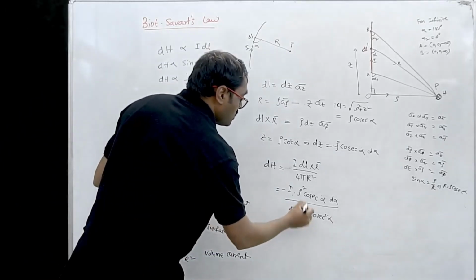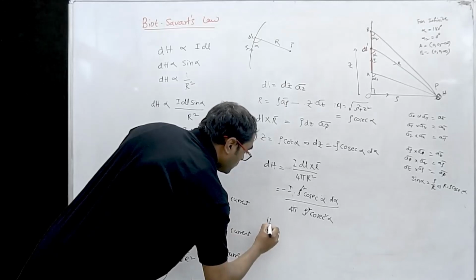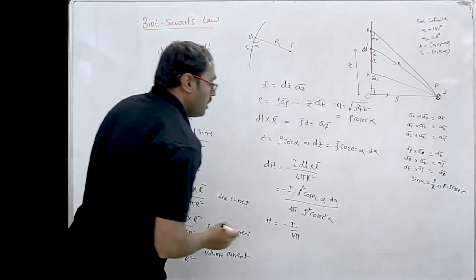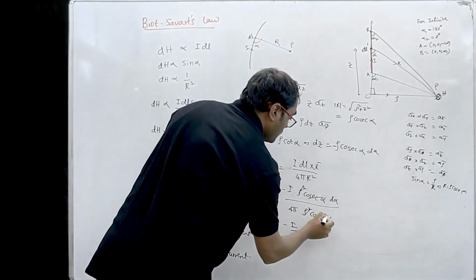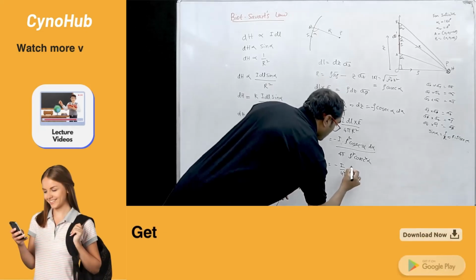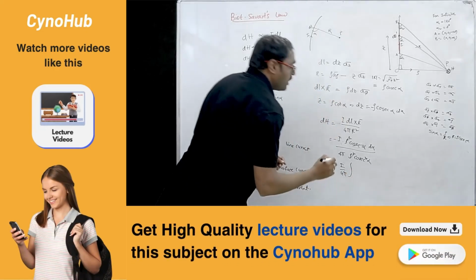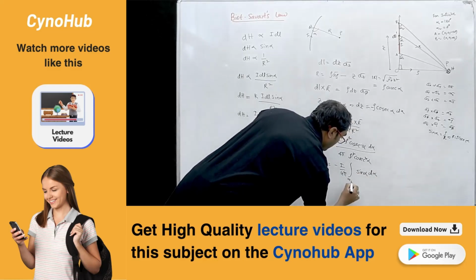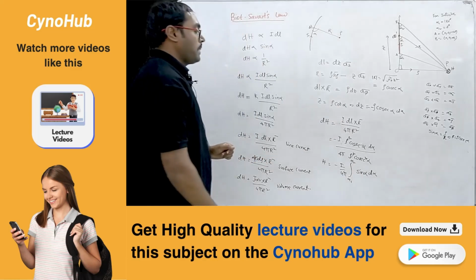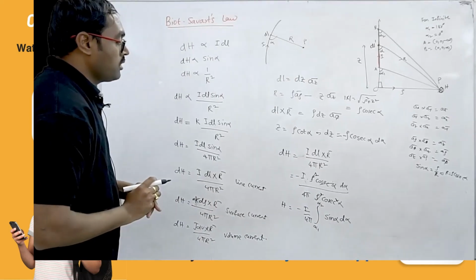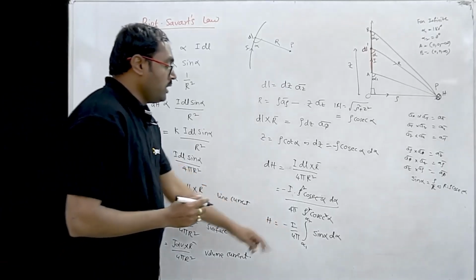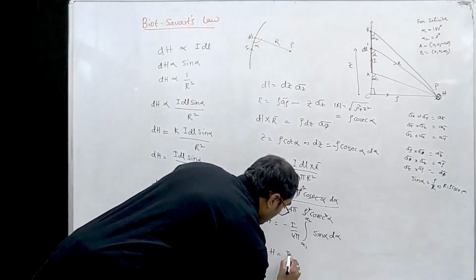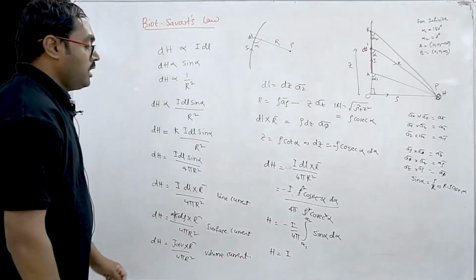Here this term should cancel, and h is equal to minus I by 4 pi. Here the cosecant alpha is there, this should also be cancelled. We will get 1 by cosecant alpha, which is sin alpha d alpha, integrated from alpha 1 to alpha 2. After integration we write the equation h is equal to I by 4 pi.